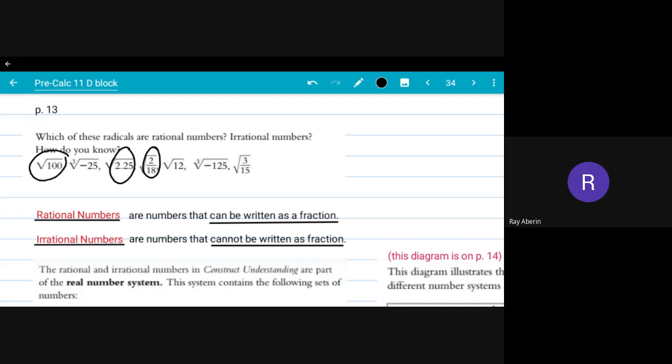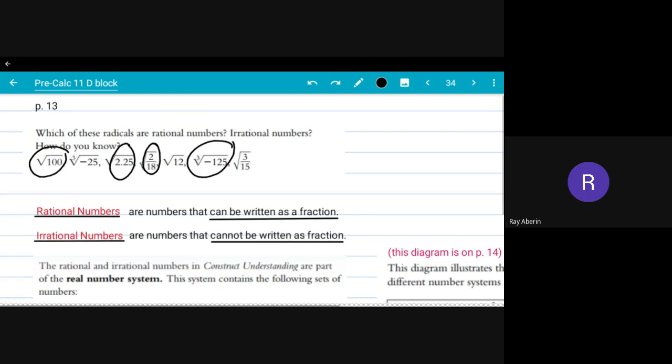Root of 12 is irrational. The cube root of -125 is -5 because -5 times itself 3 times will give you -125. And -5 can be turned into a rational number by giving it a denominator of 1. Therefore, this one is rational. 3/15, yeah, this one right here can be simplified into 1/5. However, if you get the root of that, you cannot come up with a fraction, so that one is irrational. Okay? All right.